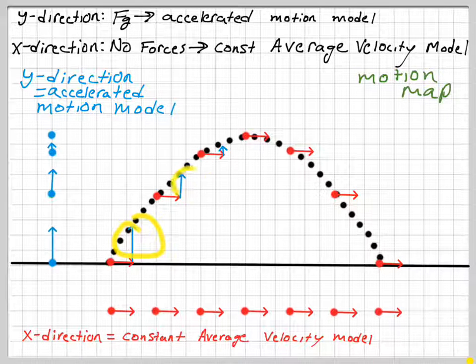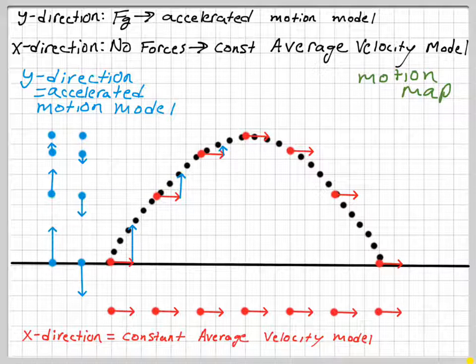So the velocity vector in the y direction is getting smaller and smaller until it's 0, right? At the apex, the y direction's velocity vector is 0, and it's going to travel less distance each increment of time.